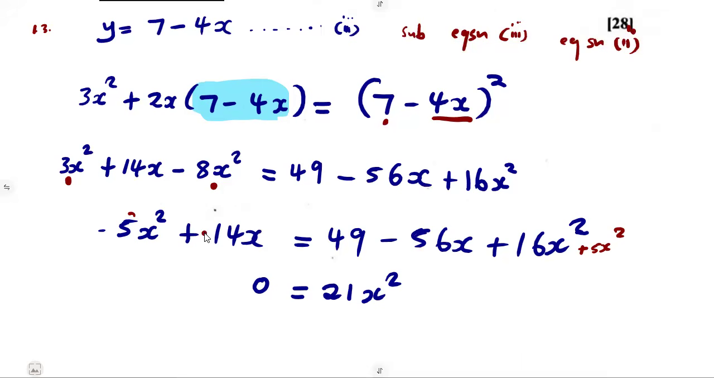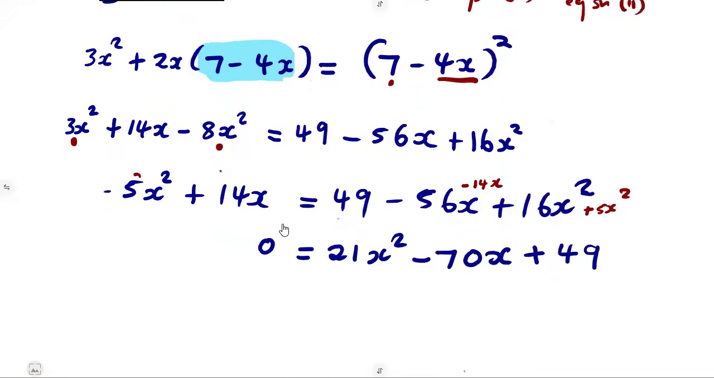You do the same thing. The 14x is a positive. To this other side, it becomes a negative. So it was a positive, so here it is going to be a negative. So that's minus 56x, minus 14x. So that's on the right-hand side. This one is not going to change. So that's our quadratic equation, guys, which, like I said, is equal to 0.